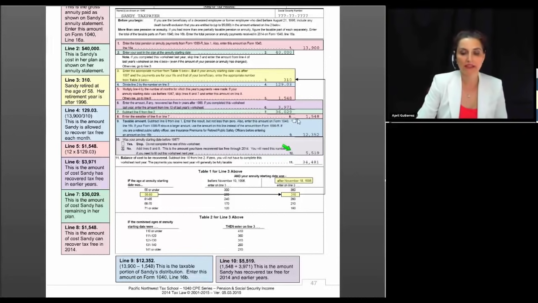But we do all of that simply to determine that the $1,548 that we get this year by multiplying 129 by 12 is going to be recovered tax-free. So we're going to take $1,548, subtract that from $13,900. The difference is $12,352, and that's the taxable amount. So on line 16A, we're going to enter $13,900 on her 1040 form. And on line 16B of Form 1040, we're going to enter $12,352.